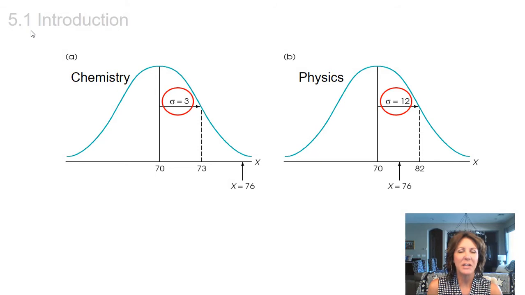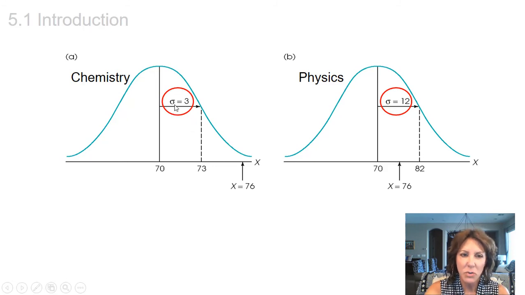So let's take a look at chemistry and physics again. Both classes had the exam and the mean was 70 in both classes. So you might say, oh, well, we both did the same. If the mean was 70 and we both had a score of 76, we did the same. Well, there's something a little bit different though. We have to look also at the standard deviation.